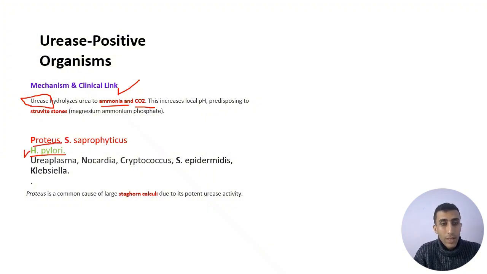And also Proteus and Staph saprophyticus can cause a urinary tract infection, and they are also urease positive. They increase the pH, and they predispose to struvite stones. The struvite stones are made of magnesium ammonium phosphate, so part of their ingredients is ammonia. So these are the struvite stones formed by Proteus and saprophyticus.